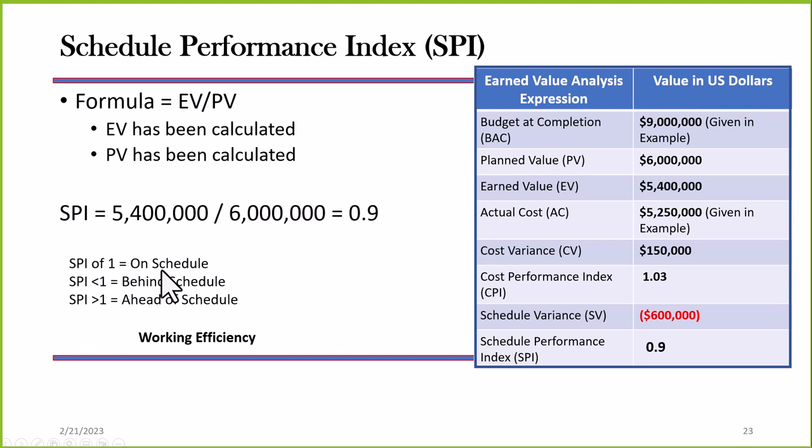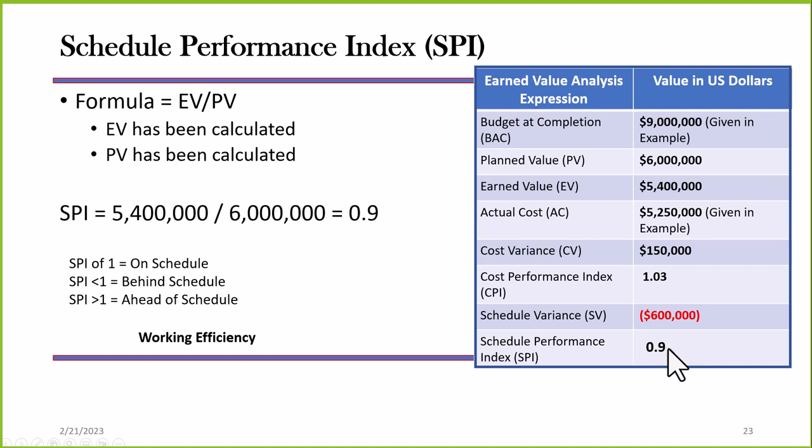If we were at 1, we'd be on schedule. Less than 1, we're behind schedule. And greater than 1, we're ahead of schedule. One of the things I didn't mention earlier was that when I'm talking about CPI, I'm talking about spending efficiency. CPI is spending efficiency. SPI is working efficiency. How are we working? How is our team performing? In this case, we're not performing very well. We are way behind schedule. So we put our SPI over here.